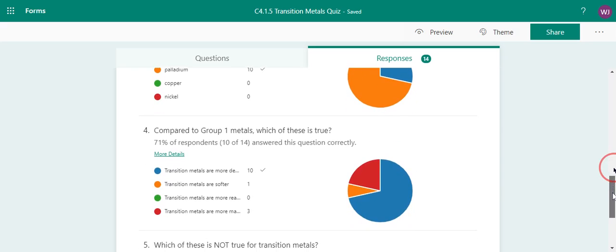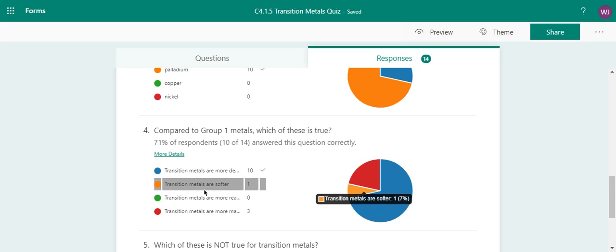Right, question 4, compared to group 1 metals, which of these is true? Most of us got the right answer here. The correct answer is that transition metals are more dense. If we think back to when we saw in the lab the demonstration of the alkali metals, we should remember that they floated on water when you put them in, so they're less dense than you would expect more normal metals to be.